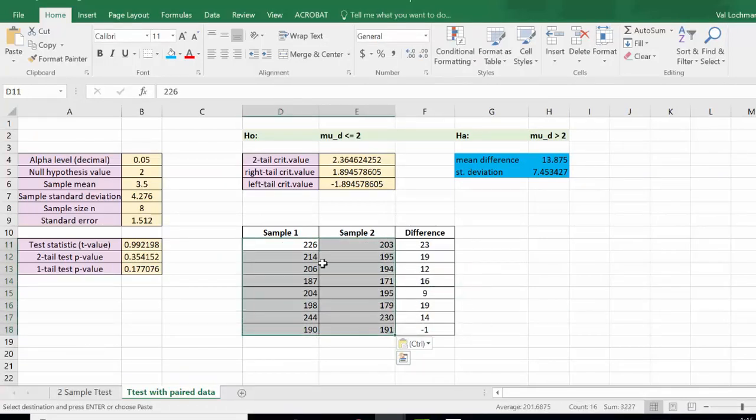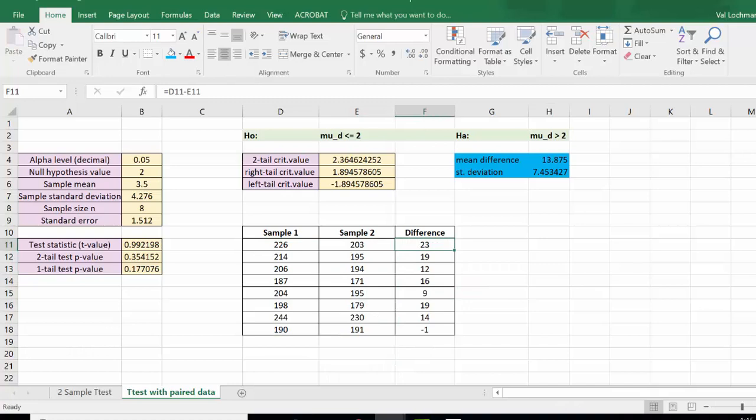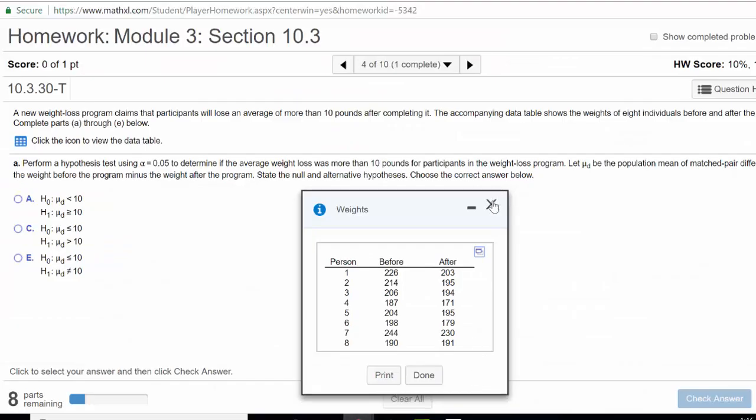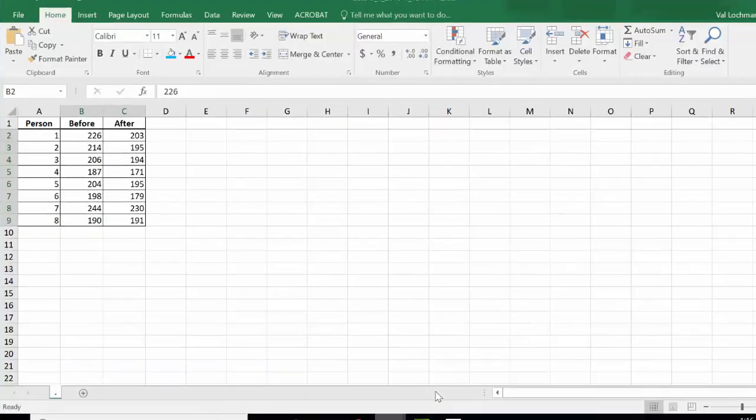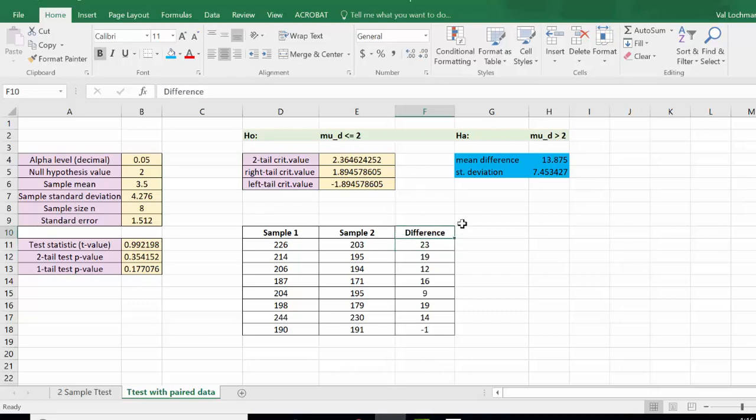Okay, let's see. The difference is from sample 1 minus sample 2. I'm going to double check if that's what they actually want me to do. Let mu D be the population mean of matched pair difference for the weight before the program minus the weight after the program. So that is correct. I want to emphasize that sometimes you will have to compute this difference the other way around, so it would be sample 2 minus sample 1.